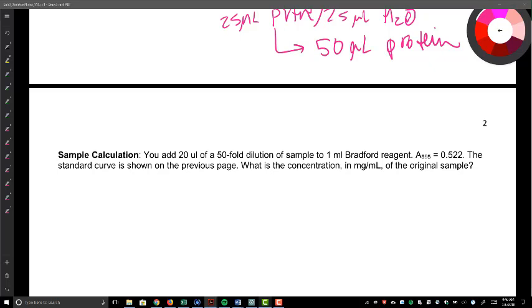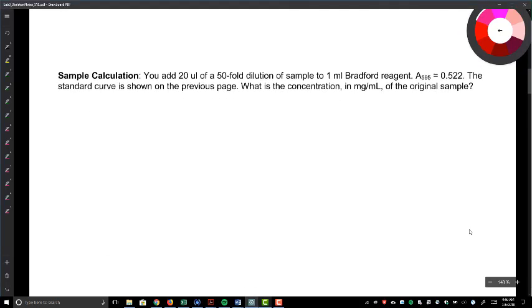So let's see how this would play out for an actual concentration. Okay, you have 20 microliters of 50-fold dilution of sample to 1 ml of Bradford reagent, and you get an absorbance of 0.522. The standard curve is shown on the previous page. What is the concentration in mg per ml of the original sample?